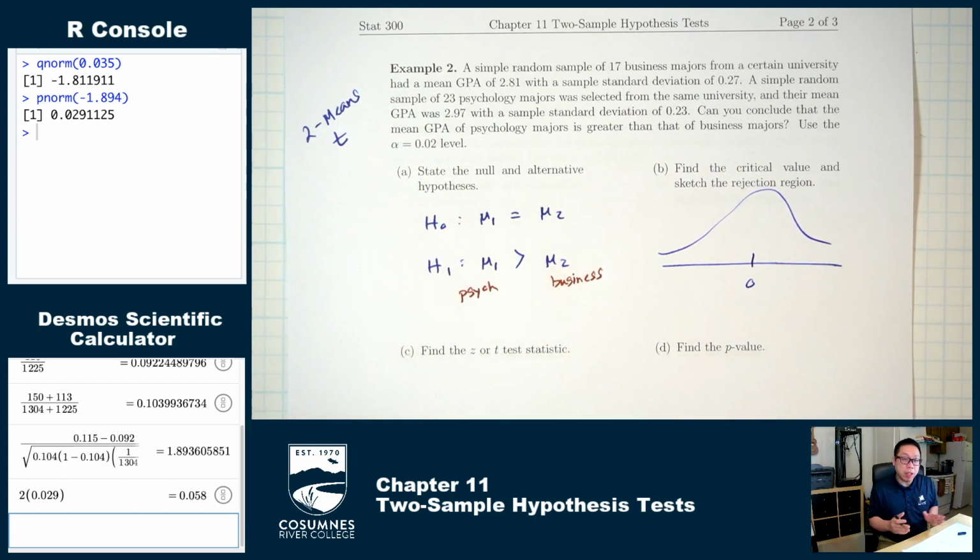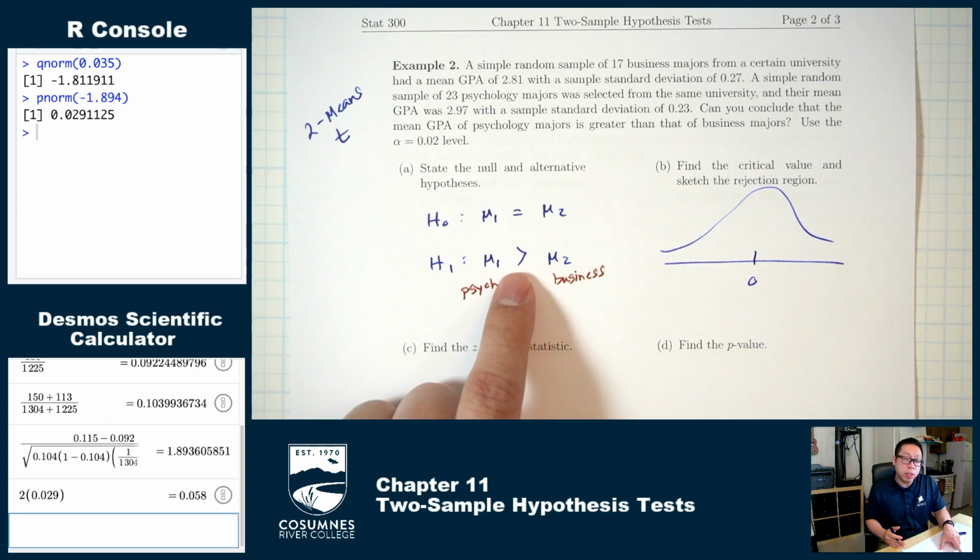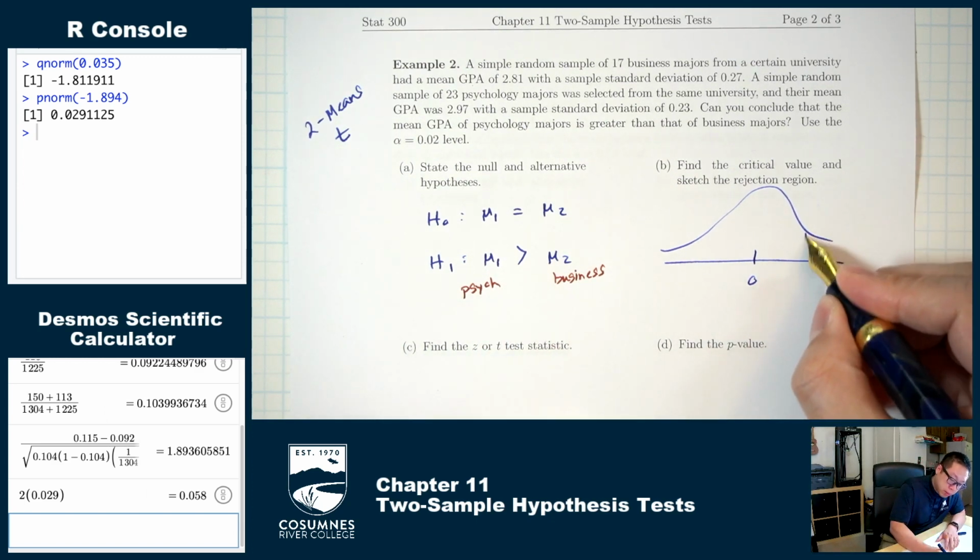Part B, find the critical value and sketch the rejection region. This is either going to be shaded left, shaded right, or two tails. Because we're doing this as a greater than, this is going to be shaded to the right.